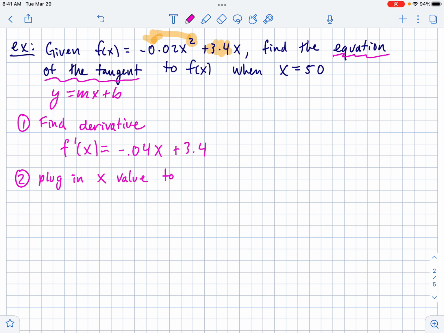Then, next step is you're going to plug in the x value to find the slope, which is going to be the m in the y equals mx plus b. So, next step, f prime of 50. So we need to do negative 0.04 times 50 plus 3.4, which I think is 1.4.